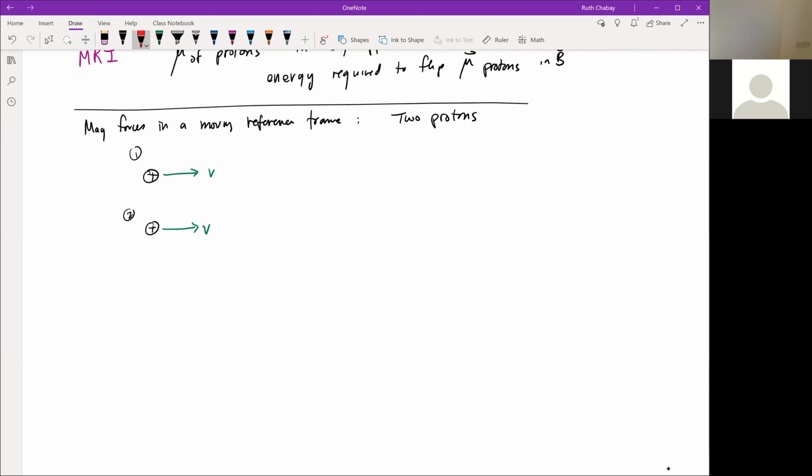Well, first off, we have an electric field that's made by proton 1. So proton 1 makes an electric field E1. And we know that the magnitude of E1 is just 1 over 4 pi epsilon 0, the charge of the proton divided by r squared, where that's the distance r. And so the electric force on 2 is just going to be eE1. So that's going to be 1 over 4 pi epsilon 0 e squared over r squared.